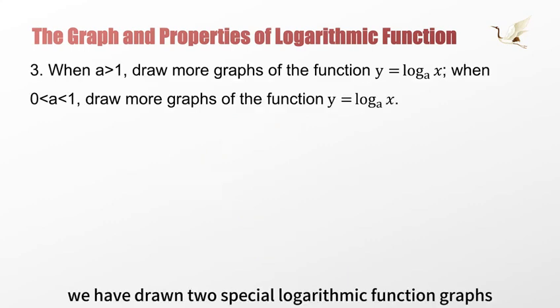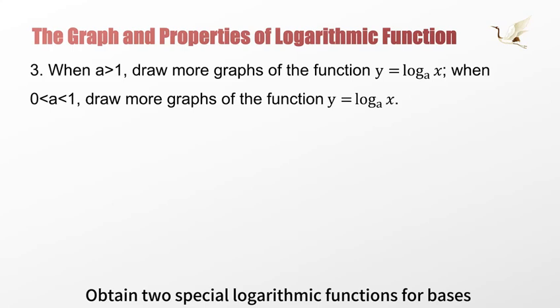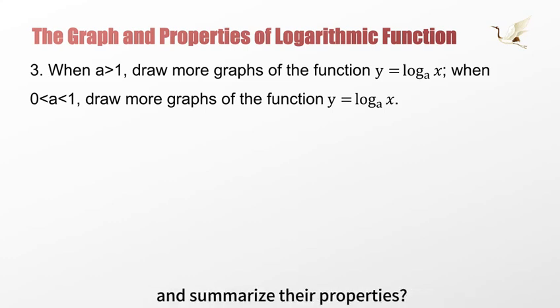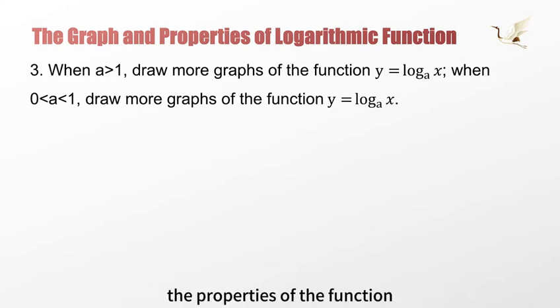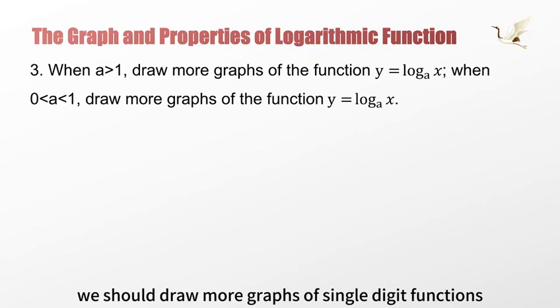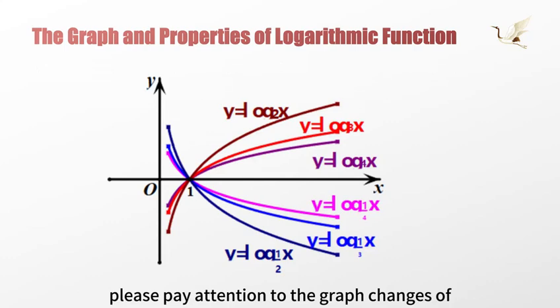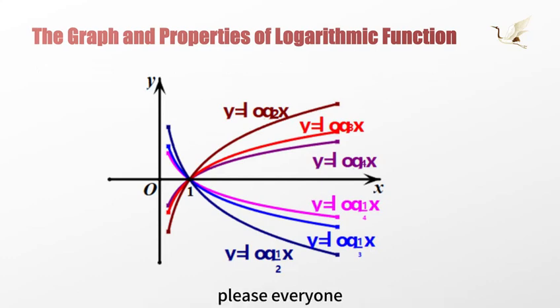So far, we have drawn two special logarithmic function graphs within two different ranges: bases greater than 0 but less than 1, and bases greater than 1. Can these two function graphs help us observe and summarize their properties? In order to fully observe the properties of the function, we should draw more graphs of logarithmic functions. When the base is greater than 1, please pay attention to the graph changes of the logarithmic function. When the base is greater than 0 and less than 1, please pay attention to its image changes. We have selected a few special ones.